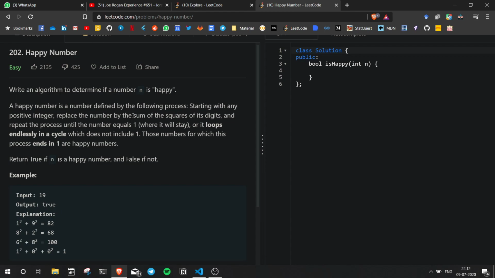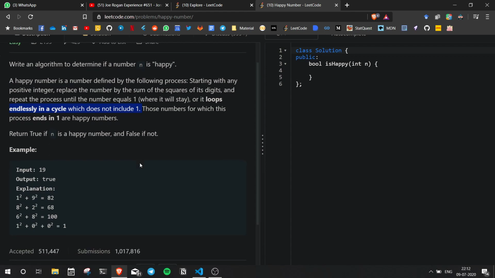Replace the number with the sum of squares of its digits and repeat the process until the number equals 1, where it will stay, or it loops endlessly in a cycle which does not include 1. Those numbers for which the process ends in 1 are happy numbers. Return true if the number is happy and false if not.